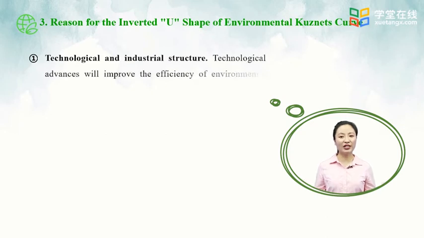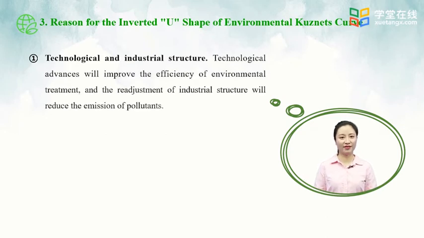Why is the curve inverted U-shaped? There are 5 main explanations. The first explanation is from the view of technology and industrial structure. In the early stage of social development, the production technology is fallen behind. There is a huge waste of energy consumption, and people pursue economic growth at the cost of natural resources. Therefore, the environmental pollution rises with economic growth.